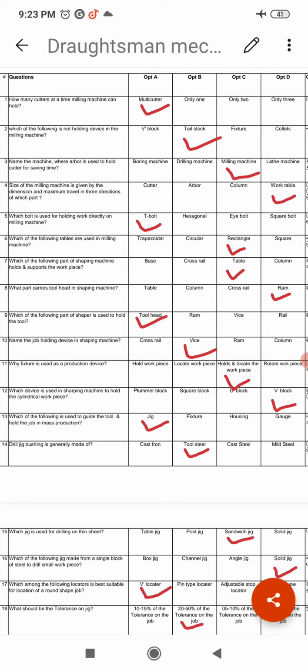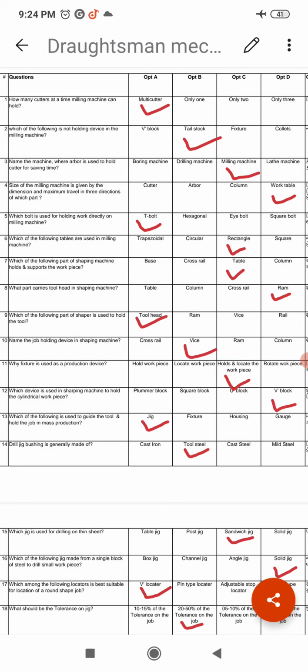Next, size of the milling machine is given by the dimension and maximum travel in 3 directions of which part? Option is D, work table. Next, which bolt is used for holding work directly on the milling machine? Answer is T bolt. Next, which of the following tables are used in milling machine? Answer is C, rectangle.